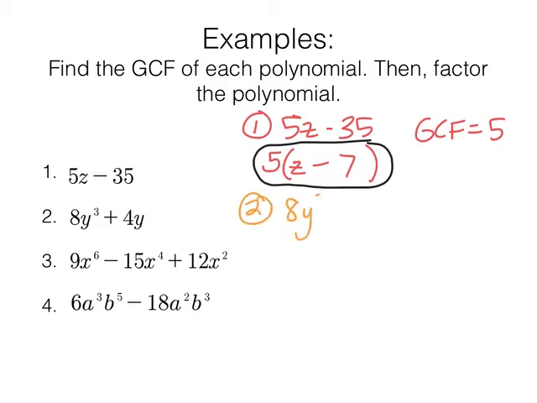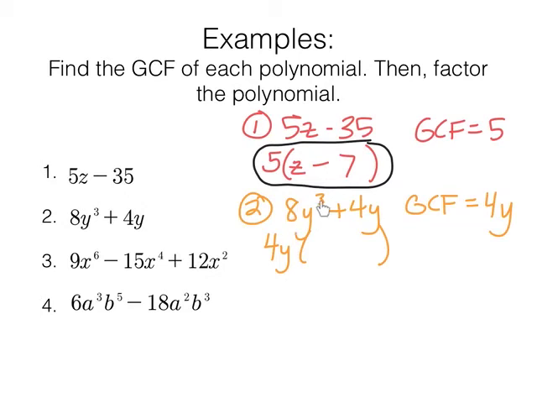8y cubed plus 4y. Start with the numbers. 4 does go into 8. Therefore, 4 has to be part of my greatest common factor. If I look at my variable terms, I have y cubed and I have y. So there is y to the 1st power in my greatest common factor. Put it out front.